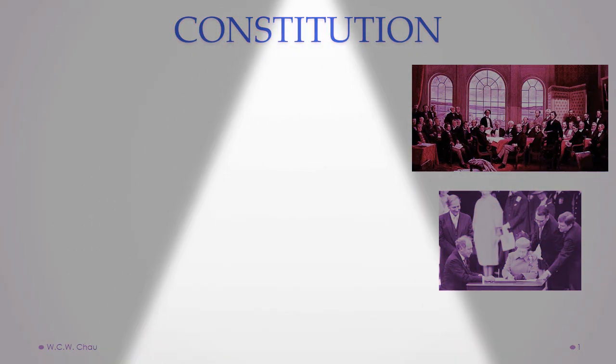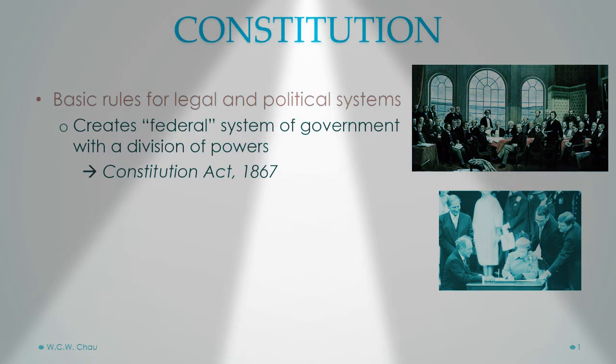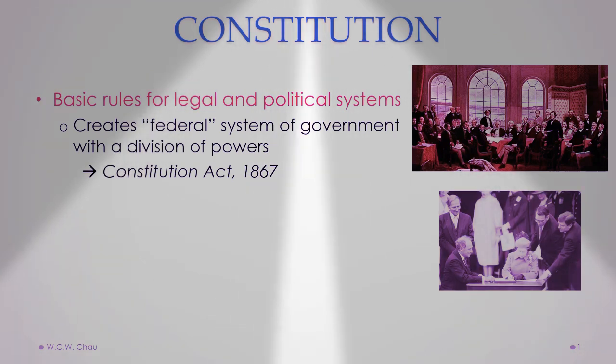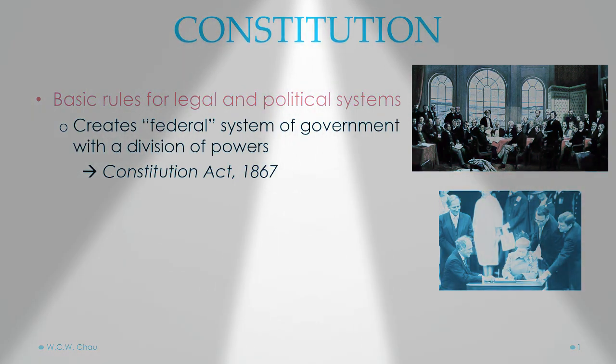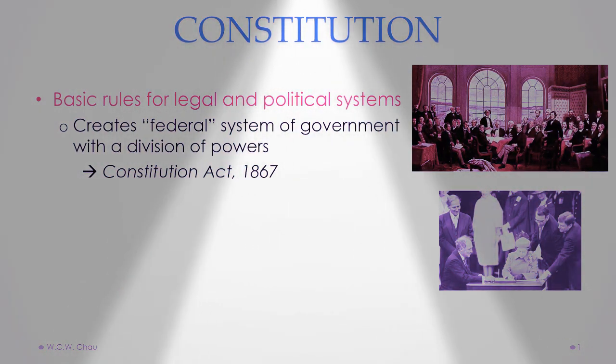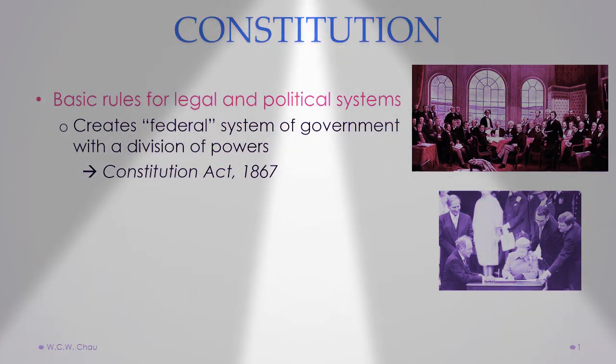The Constitution of Canada does two basic things. The first is it sets out the rules which create our legal and political systems. In particular, it creates a federal system of government, which means there is one national government and also various regional governments, which we call provincial governments.